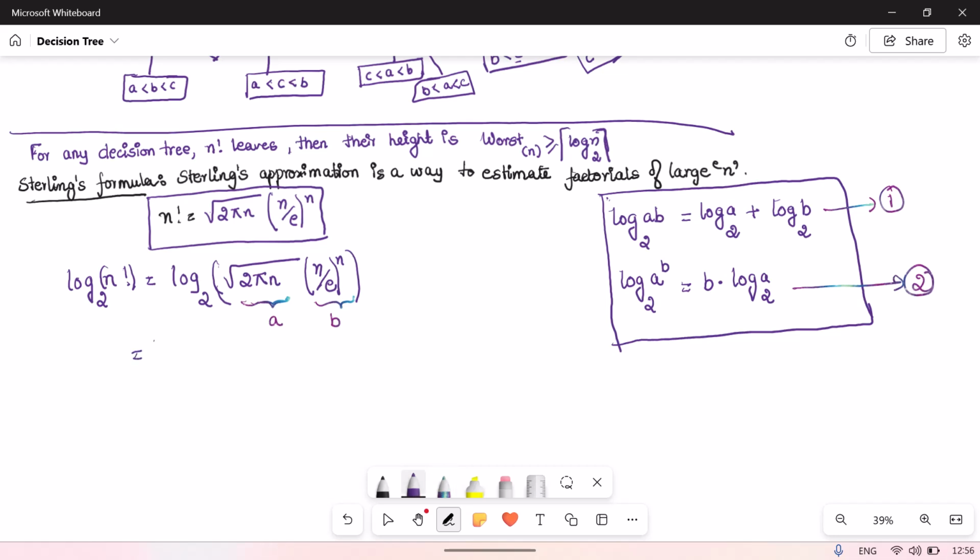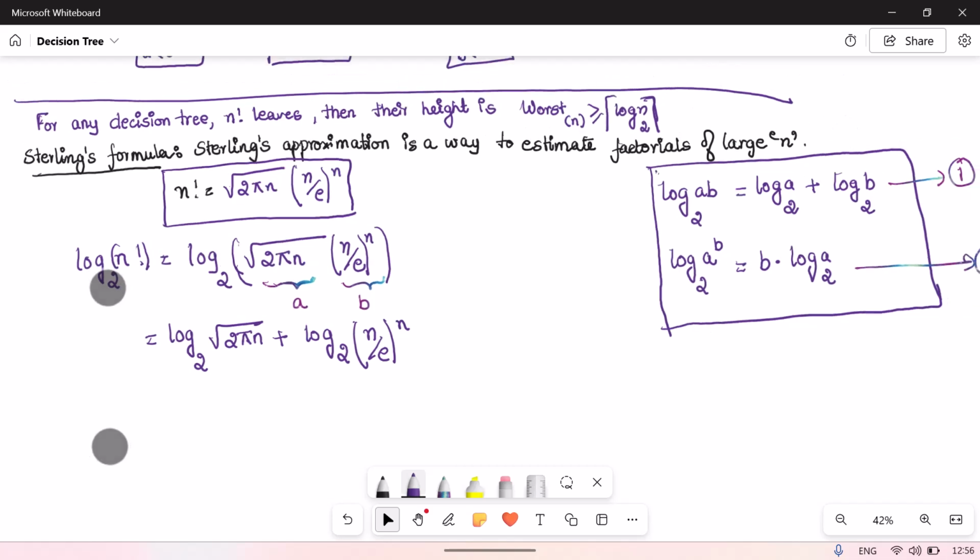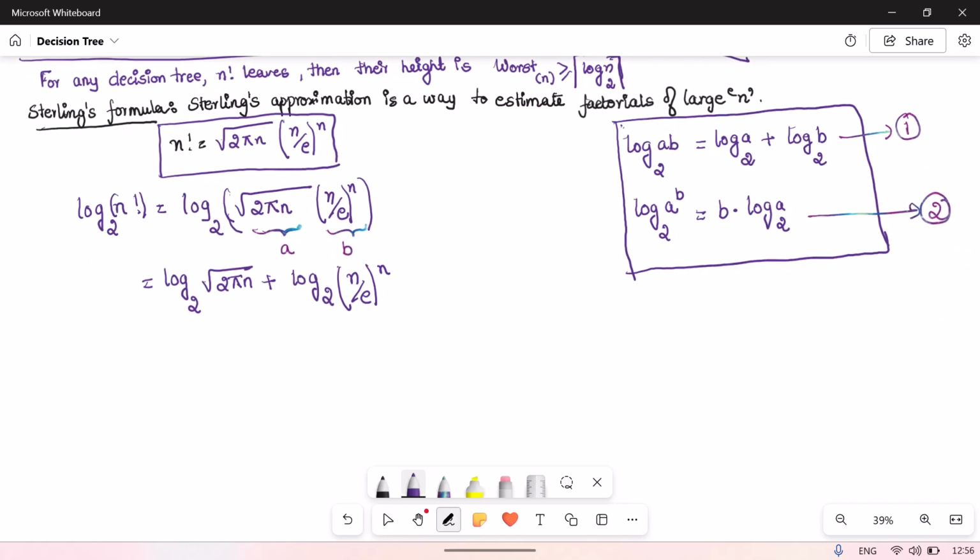So it will be log to the base 2 of the first part, 2 pi n, plus log to the base 2 of n by e to the power n. This is what I will get. Okay. Now let me try to calculate these two separately. I'll calculate this on the side.